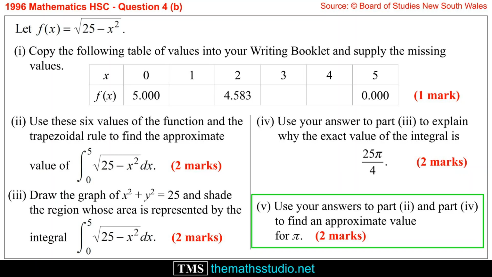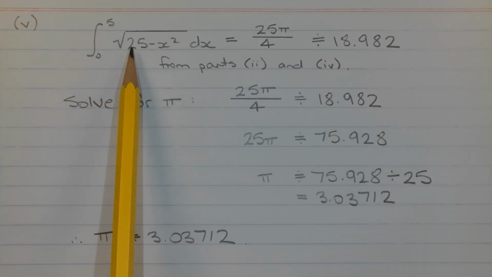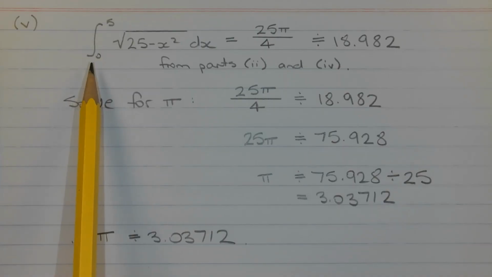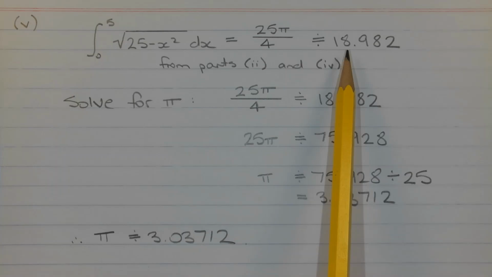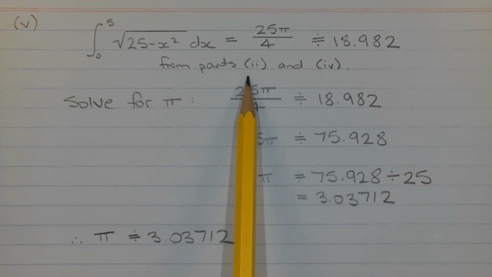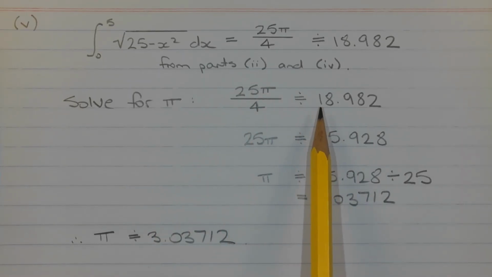Part 5. Use your answers to Part 2 and Part 4 to find an approximate value for pi. From Part 4, we know that the exact value of the integral of the square root of 25 minus x squared dx from x equals 0 to x equals 5 is 25 pi over 4, and that's approximately equal to 18.982 using the result that we obtained in Part 2 using the trapezoidal rule. So to find an approximate value for pi, we treat pi as an unknown variable, and then we solve for pi the equation 25 pi over 4 is approximately equal to 18.982.